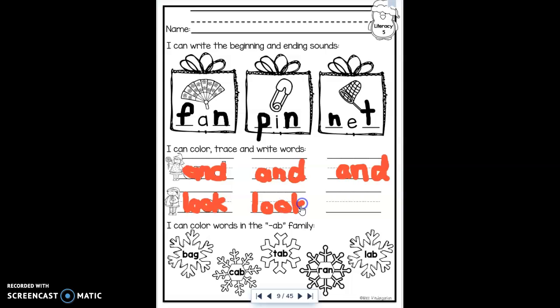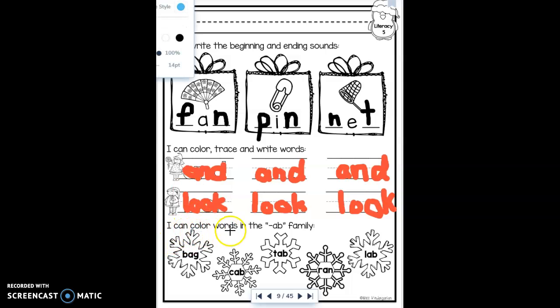L-O-O-K. Look. And then finally L-O-O-K. Look, I'm starting to write like a maniac here. It got way crazy, didn't it? Okay, let's get rid of that red and get a blue crayon out instead so we can color our snowflakes.